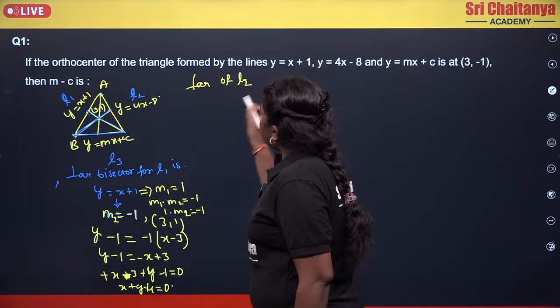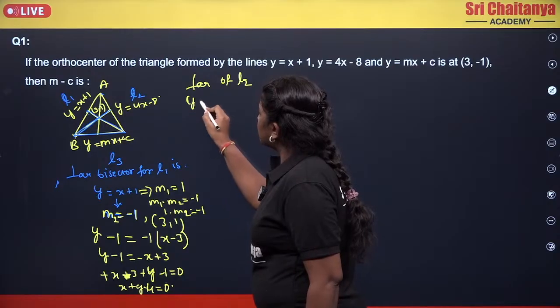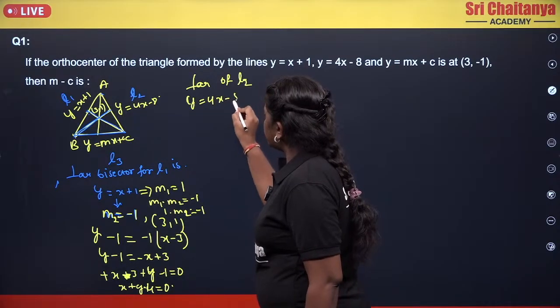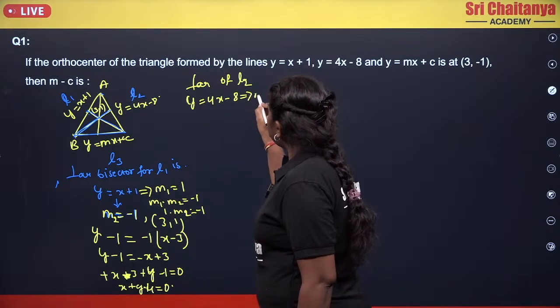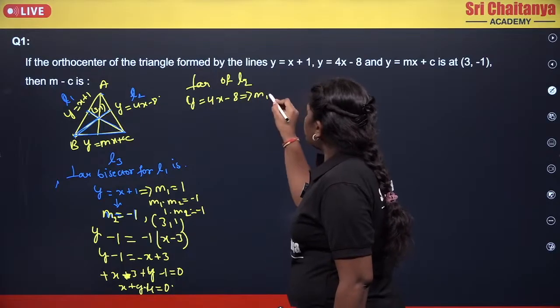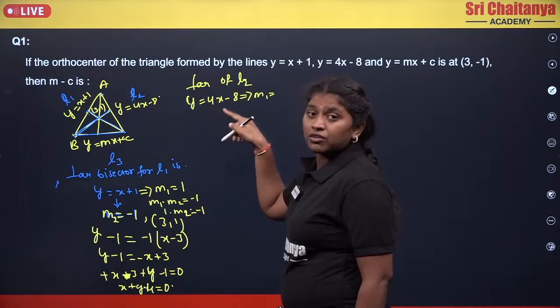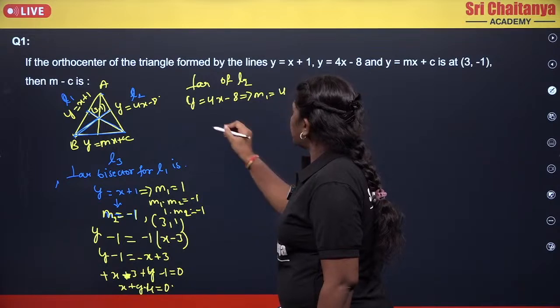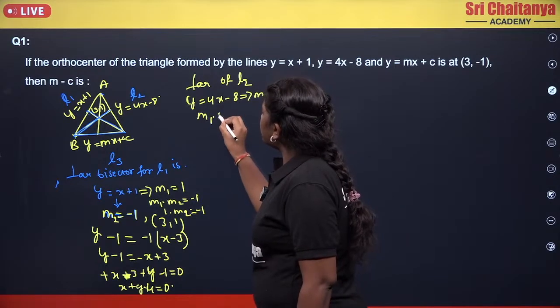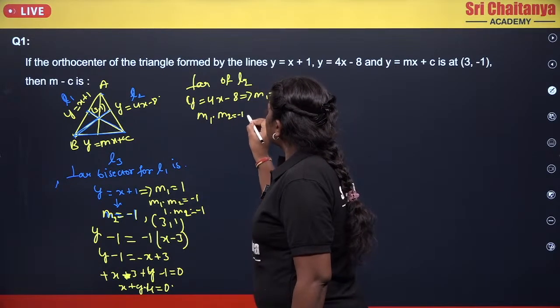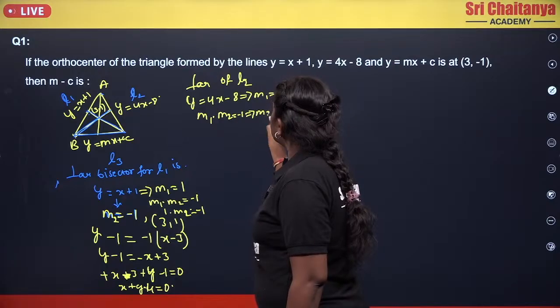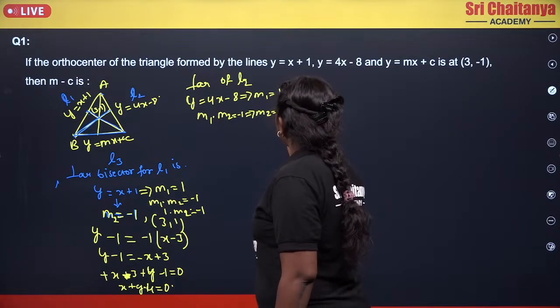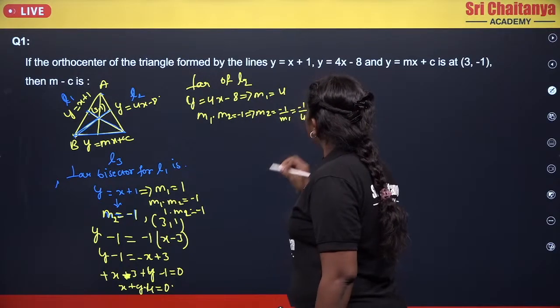So the perpendicular of L2 will be y equals 4x minus 8. From this, what is the slope? Compare this with y equals mx plus c. From there you will get m1 equals 4. So we have m1 into m2 equals minus 1. From there m2 equals minus 1 by m1, which is nothing but minus 1 by 4.